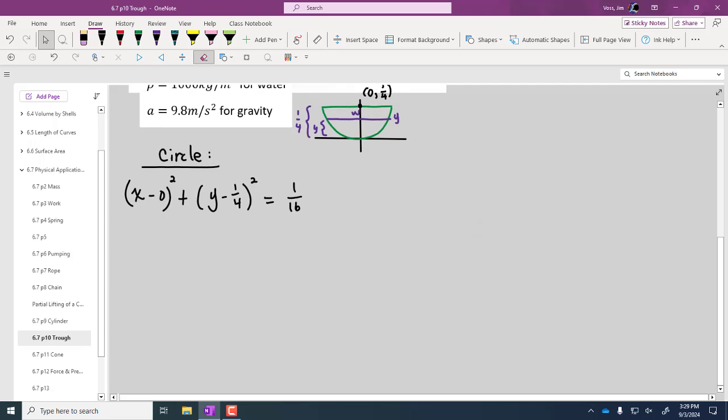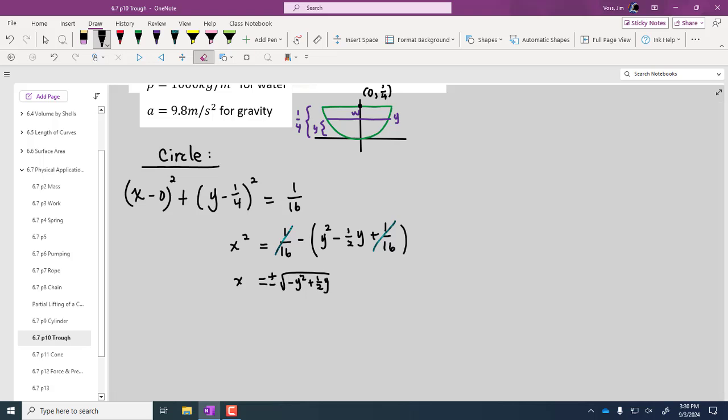We're trying to find horizontal distances here. So what letter do we need to isolate? x. So we're going to have x squared on the left equals 1/16 minus, I'm going to FOIL this out, y squared minus a quarter times y doubled, which is 1/2 y, plus 1/16. The 16ths cancel. We're going to get x equals plus or minus the square root of what's left: minus y squared plus 1/2 y. So that is the right and the left semicircle.